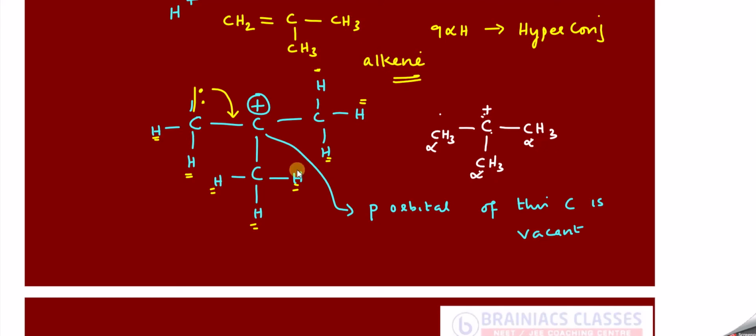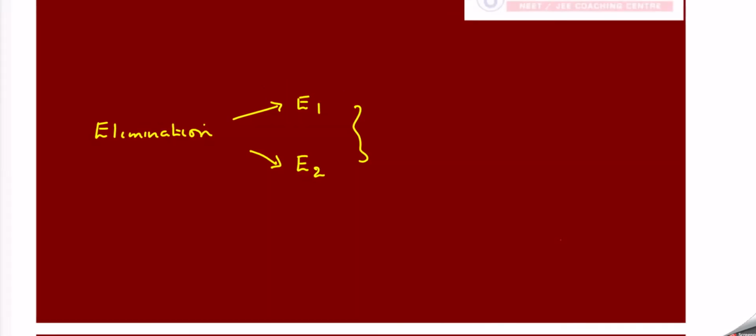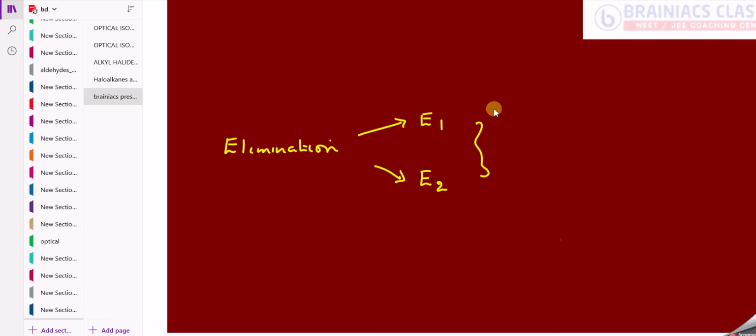Understood? So there are two major reactions given by alkyl halides: one is nucleophilic substitution and the other is elimination. We will see in detail how this elimination happens. Elimination can also be classified into two, as E1 mechanism and E2 mechanism. We will see that in our next class. Is this clear for everyone until now, what we have discussed? Yes, sir.